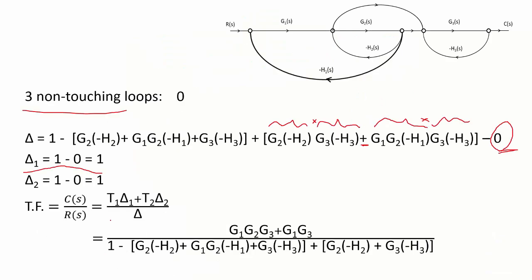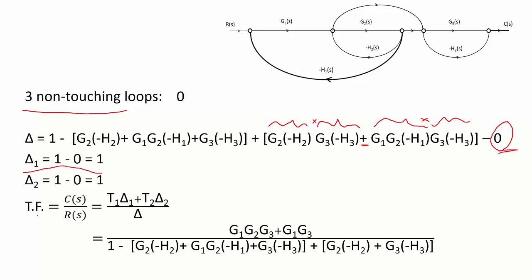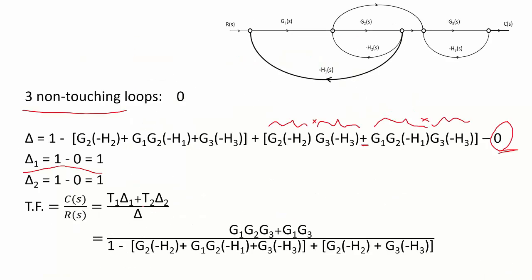After obtaining delta 1, delta 2, T1 and T2, we'll be feeding these into the formula, since the transfer function is given by the summation of Tk delta k by delta, which can be written as T1 delta 1 plus T2 delta 2 upon delta. Since you have only two forward paths and a third is not present, that is why I have not written T3. Now I'm going to substitute all the values that I obtained in this particular expression to finally obtain the transfer function given as follows.